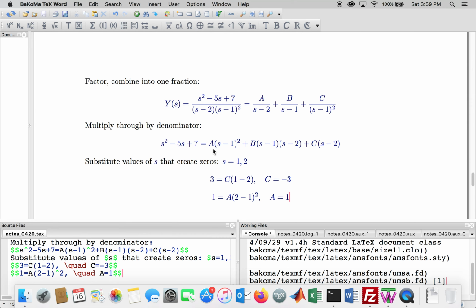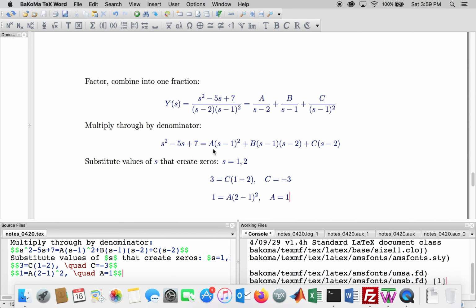So when I simplify all this, I'll have 1 from this part, and then I have plus 2b, so minus 1 times minus 2 is plus 2b, and then I have plus minus 3 times minus 2, so 6. Okay, so now I have 7 is equal to 2b plus 7. So if 7 is equal to 2b plus 7, 2b is equal to 0, therefore b is equal to 0.